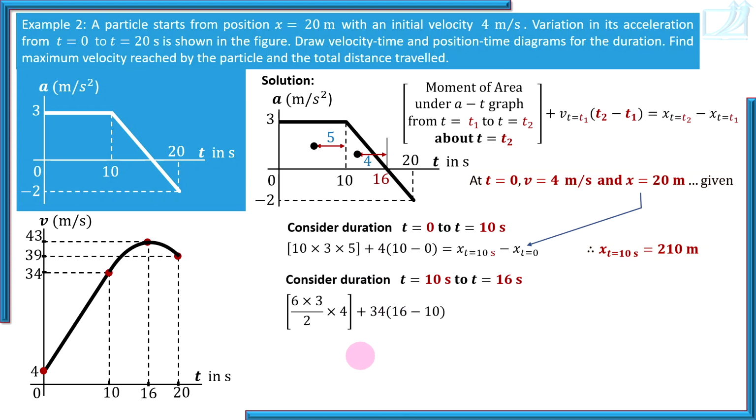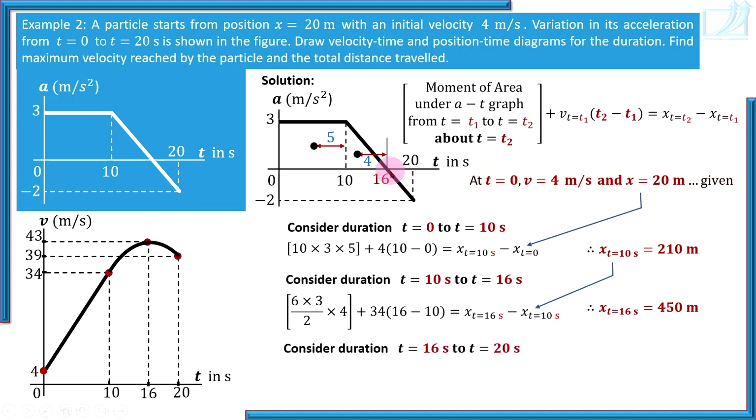Plus initial velocity. Initial means in this interval initial. So at t equal to 10, what is the velocity? 34. So that is what we have used here. Into t2 minus t1, that gives you x at t equal to 16 minus x at t equal to 10. Now put the value of x at t equal to 10 here and you will get x at t equal to 16 seconds. Now the next time interval, 16 to 20 seconds.